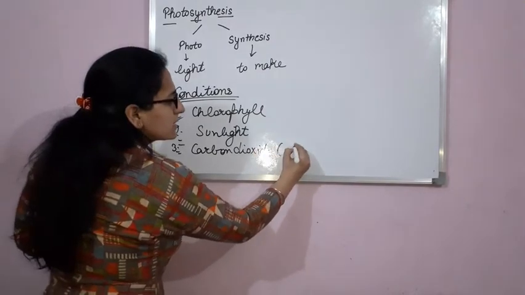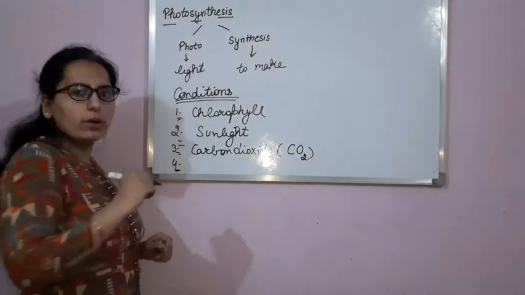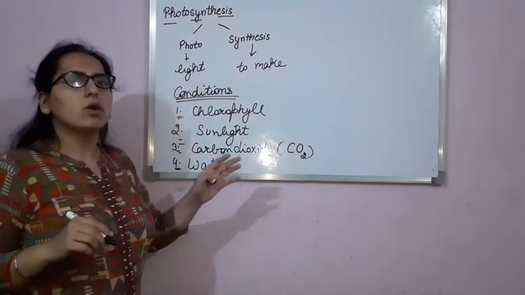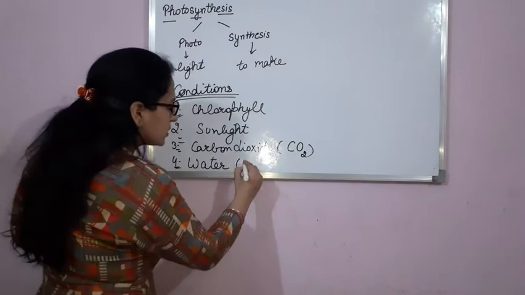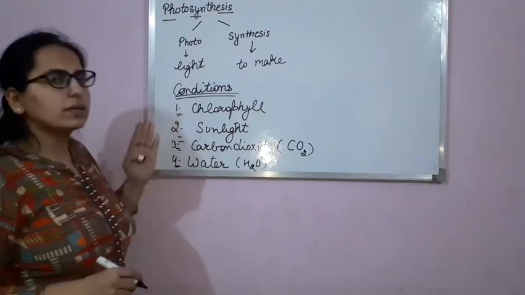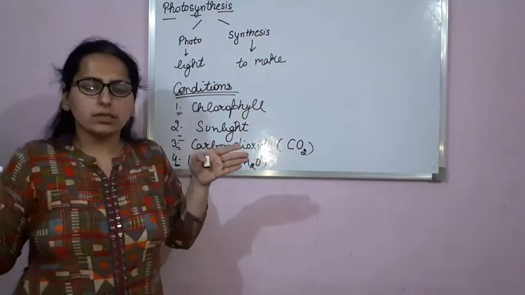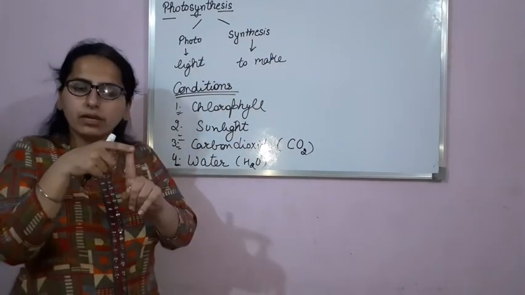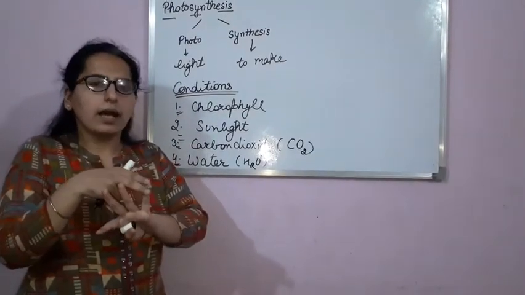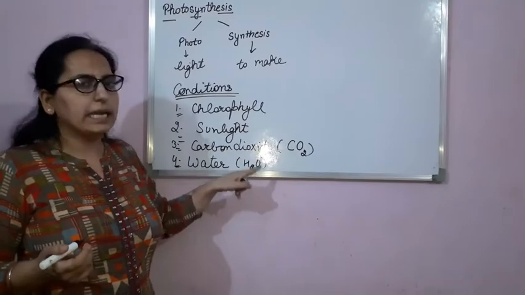We can also write it as CO2. And fourth and last requirement is water. And what is the molecular formula of water? It is H2O. So these are the 4 conditions that should be there for the process of photosynthesis to take place: chlorophyll, sunlight or any other source of light, carbon dioxide and water. Now the question is, from where the plant will take these?